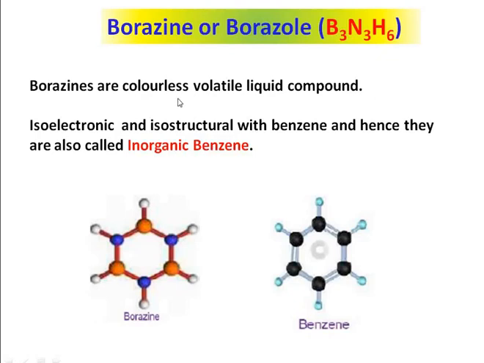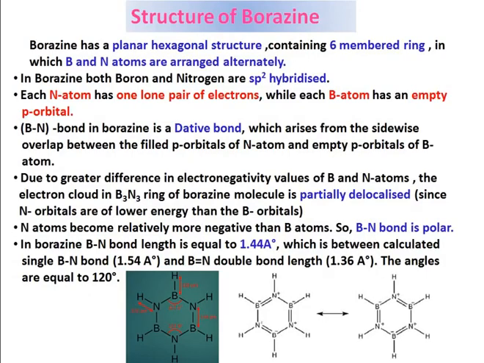In Borazine, the boron and nitrogen atoms are attached in alternate positions, and all the boron and nitrogen atoms are attached with 6 hydrogen atoms. And we all know the structure of benzene. In benzene, 6 carbon atoms are attached with 6 hydrogen atoms in a similar manner as Borazine. So Borazine is isostructural with benzene, and Borazine is also isoelectronic with benzene. So Borazine is also known as inorganic benzene.